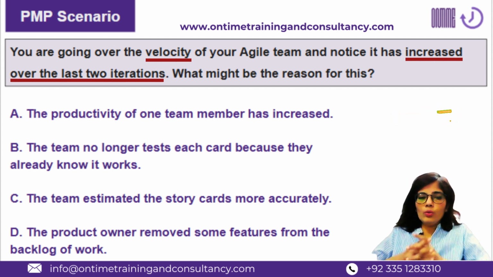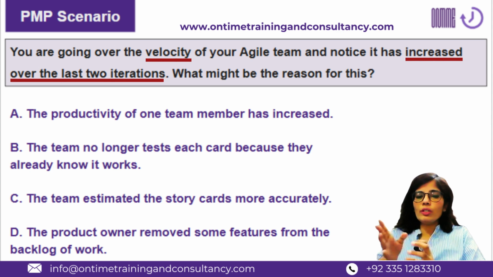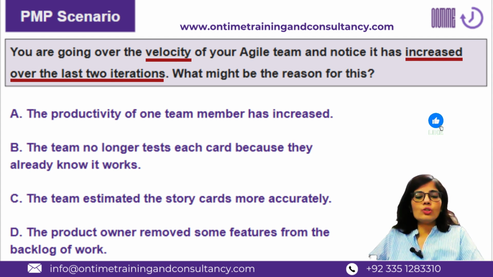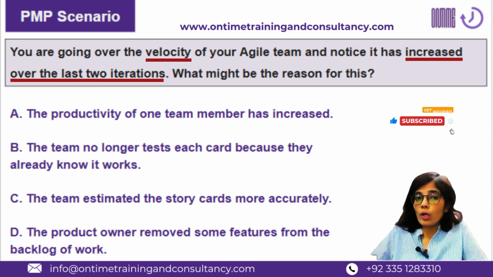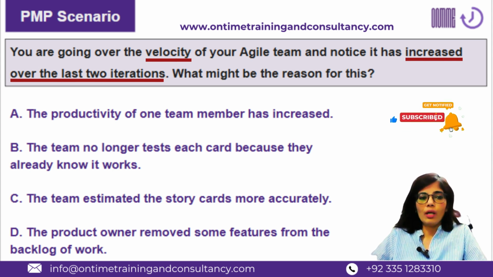So in this scenario, the velocity, which is calculated by the number of story points completed or marked as done in a particular sprint by the overall team, has increased for the last 2 sprints or iterations. Now let's check the answer choices and see what could be the reason for this.